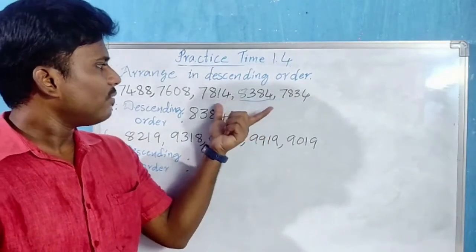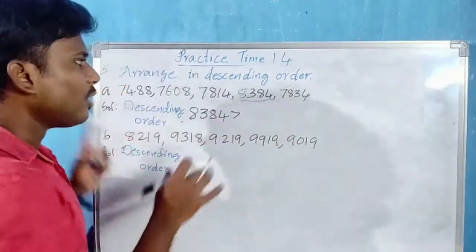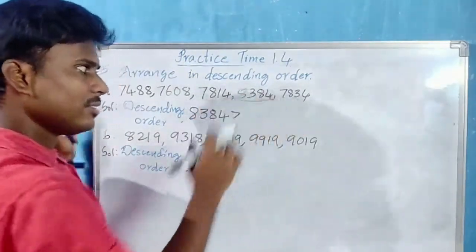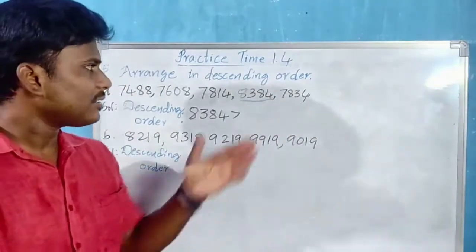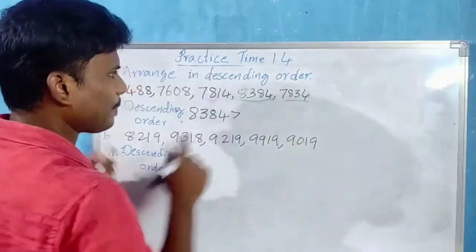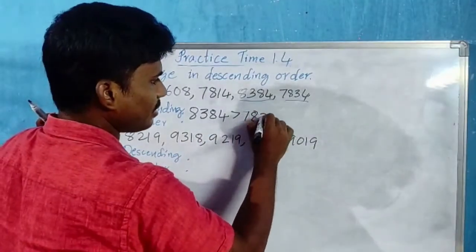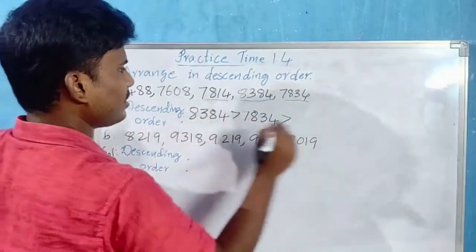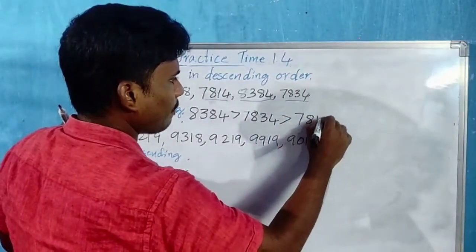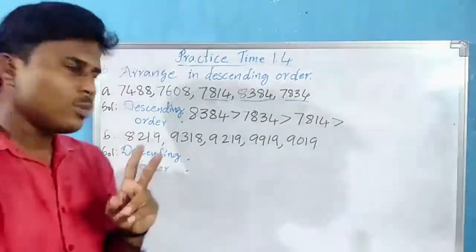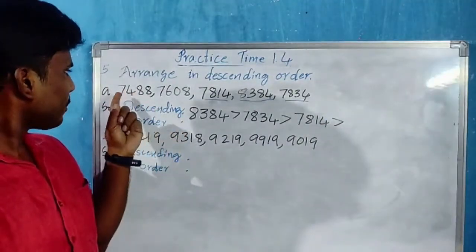7800, 14 and 7834. We have to look at the tens place. In the tens place, we have digit 1 here, digit 3 here. So which is greater, 3 or 1? 3. So let us write this number. Now this 7834 is greater than this number. So underline this. 7814 is greater than, and we are left with two numbers now.